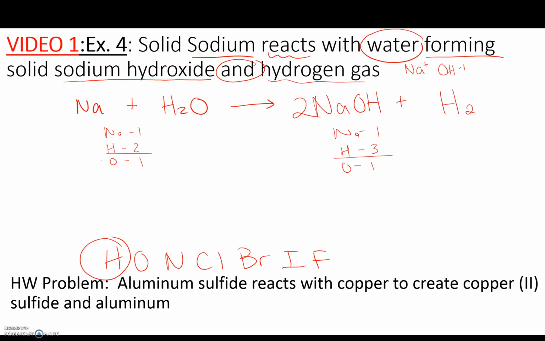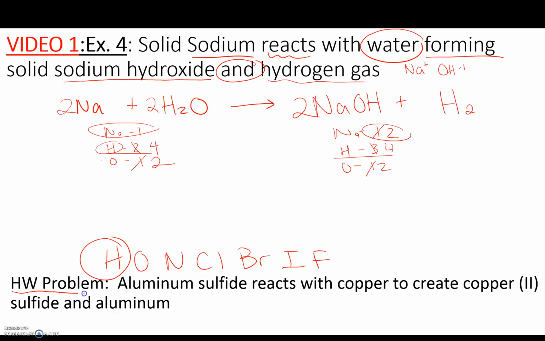So we're going to put a 2 in front of NaOH. This makes hydrogen 4, but it also makes Na 2 and oxygen 2. So we're going to come over here and we're going to satisfy the hydrogen first. So we're going to put a 2 in front of here. That makes hydrogen 4, and it also makes water 2, or oxygen 2. So then the only thing left we have to satisfy is the Na, so we put a 2 in front of Na, and now it is balanced.